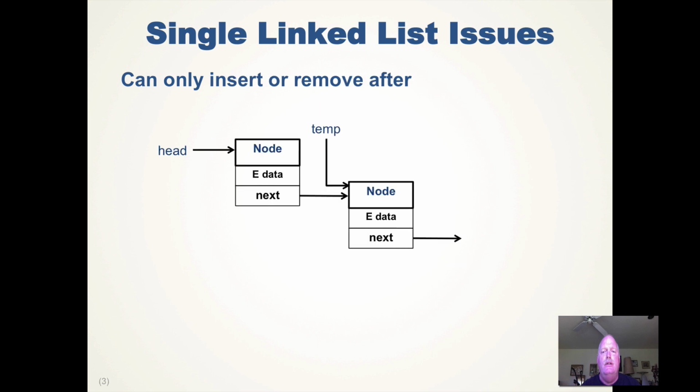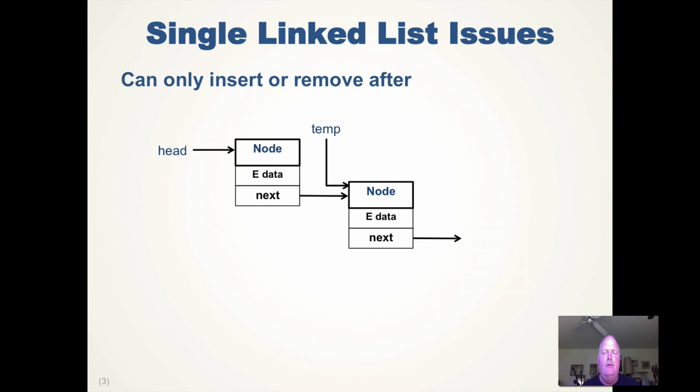Another issue with singly linked lists is you can only insert or remove after a node. So let's say we have temp pointing to this node. We can add a new node after temp, but we can't add a node before temp unless we move back to the node before temp. Similarly, to remove a node, we can't remove node temp because we have no way of assigning the pointers, so we can only remove after the node. We cannot remove before temp, which is a problem.